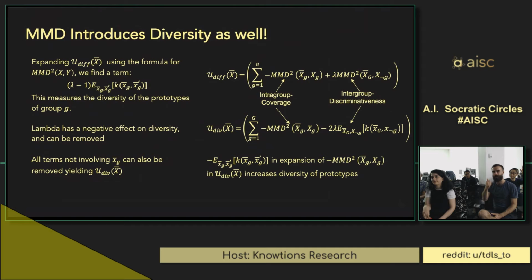So those are the three things you talked about at the start: coverage and diversity, which are all within a group, and then there's discriminativeness, which is between groups. Yes.